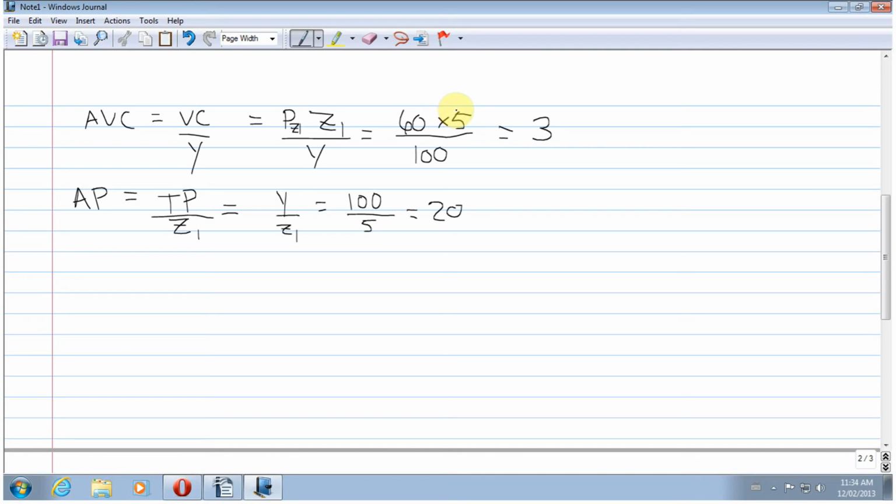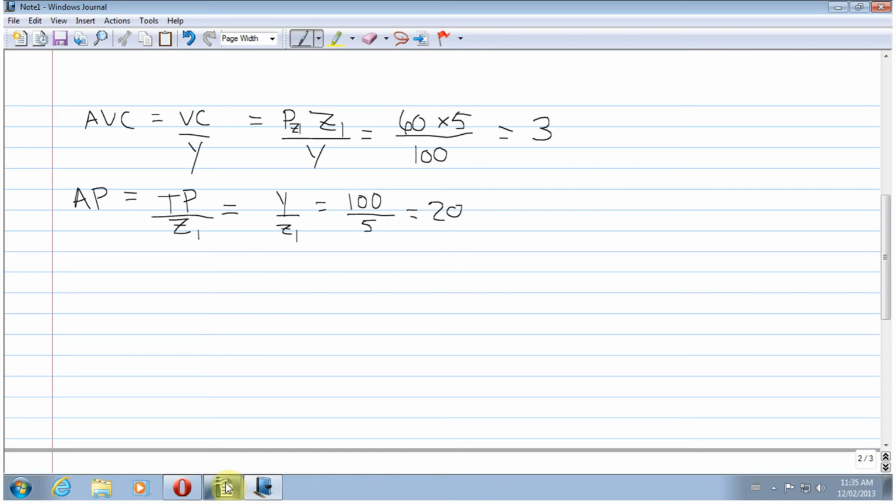The average product now is the total product over the quantity of the input. So how much output are you getting on average per unit of input? So our output is Y, and our number of inputs is Z1, of course. So that becomes 100 divided by 5, and our average product is 20.